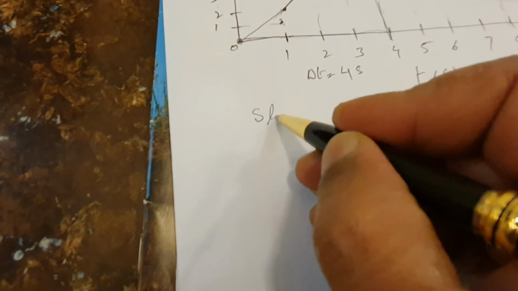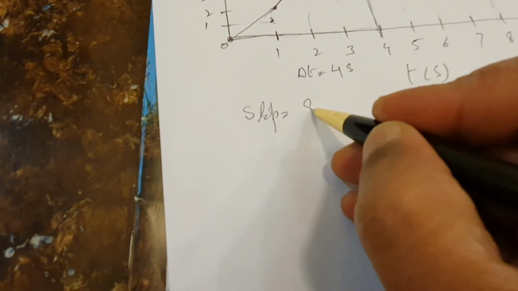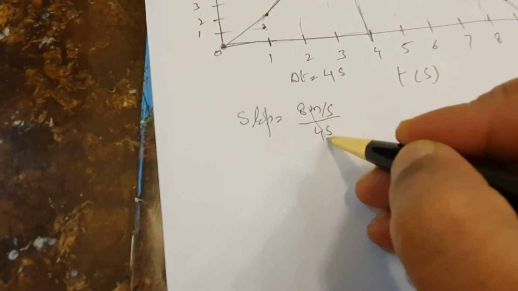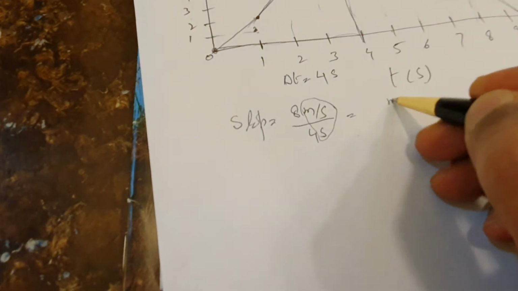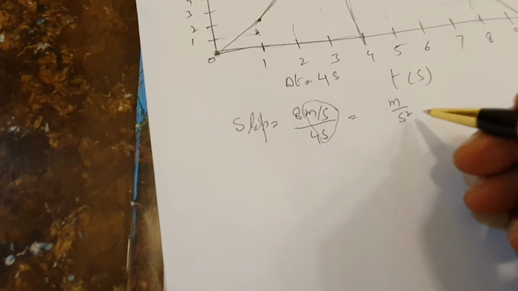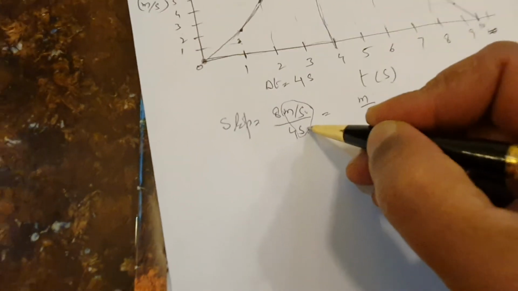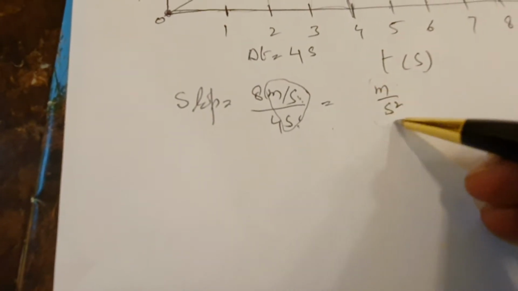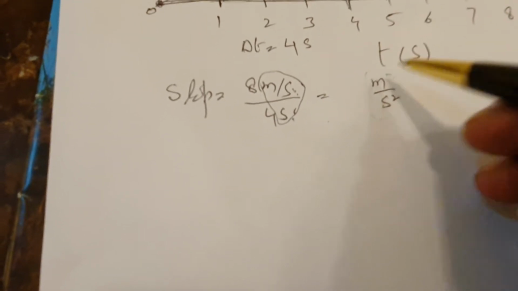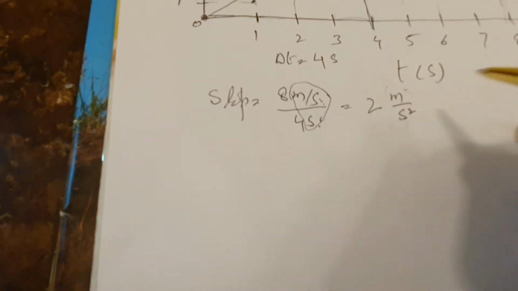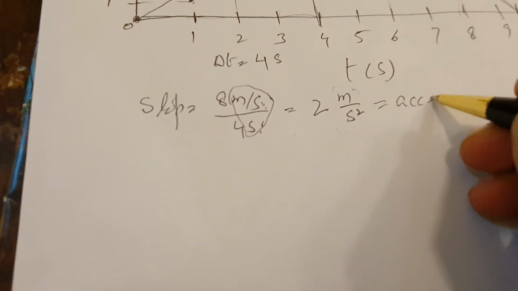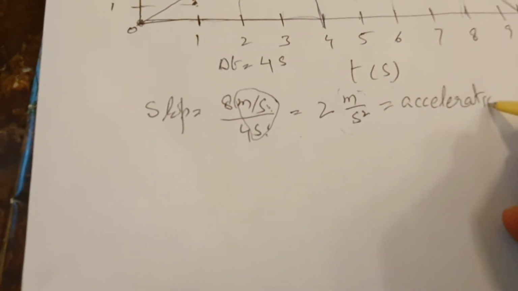Now if I take the slope, then the slope is the rise, which is 8 meters per second, divided by 4 seconds, and look at the dimensions. These are dimensions of meter over second squared. Meter over second, we have 2 seconds in the denominator, so it is meter over second squared, and meter over second squared is the unit of acceleration. So the acceleration of the object is 2 meters per second squared. So the slope of the velocity-time graph will represent acceleration.